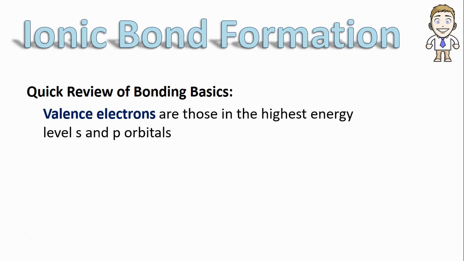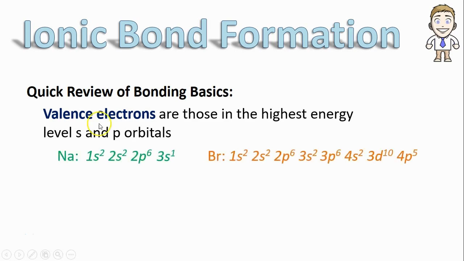When it comes to bonding, these are the most important ones because they're the electrons that are actually involved in the bonding process. And they're also the ones in the highest energy level s and p orbitals of an atom. So if we take these two electron configurations, sodium and bromine, and try to find the valence electrons, all you've got to do is go to the highest energy level. So for sodium, out of the first, second, and third, we'll go to the third and find the s and p orbitals there. So it's the 3s.